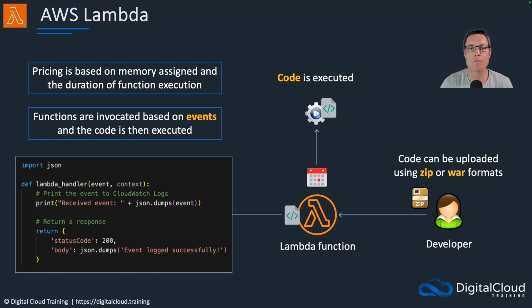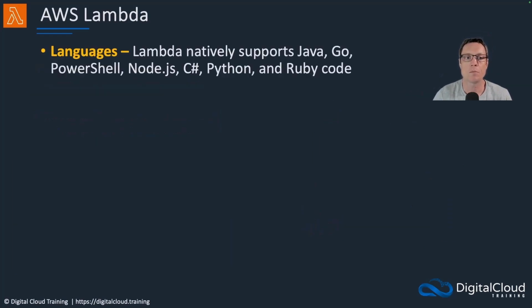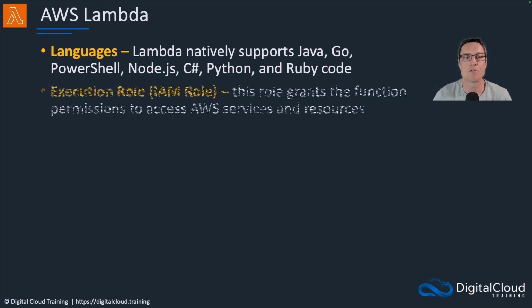So depending on the amount of memory you assign to your function, it allocates a proportional amount of compute power, CPU, and you pay based on the amount of memory you assigned and how long the execution of the function lasted. In this case, this function is simply writing an event to CloudWatch logs. Lambda supports many different languages such as Java, Go, PowerShell, Node.js, C#, Python, and Ruby code.